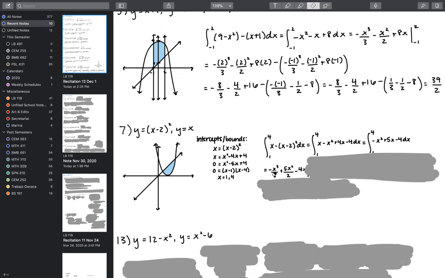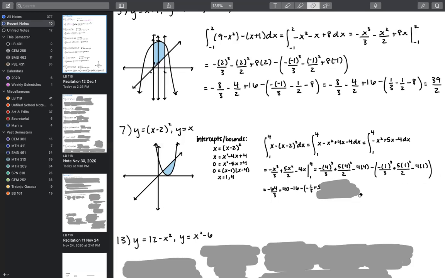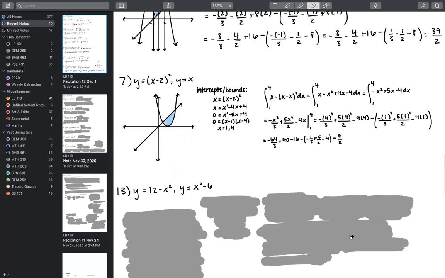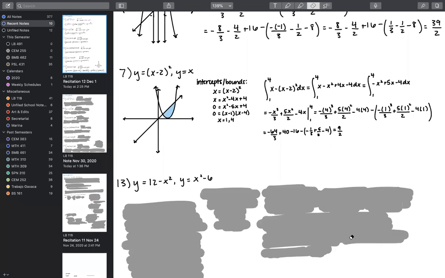It ends up looking like -x cubed over 3, plus 5x squared over 2, and then minus 4x on the interval 1 to 4. So now we plug in, we use our parentheses, we plug and chug the algebra, and we get 9 halves as our final answer. All right. Any questions before I move on to the last problem?